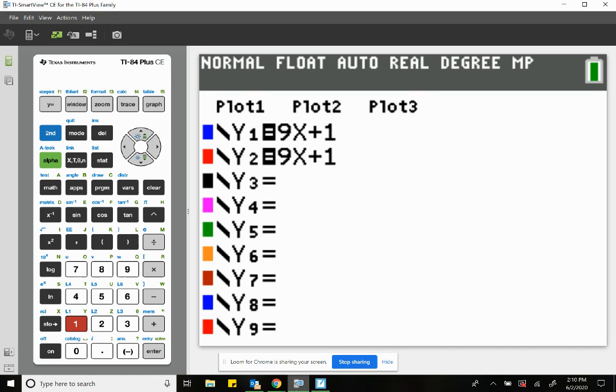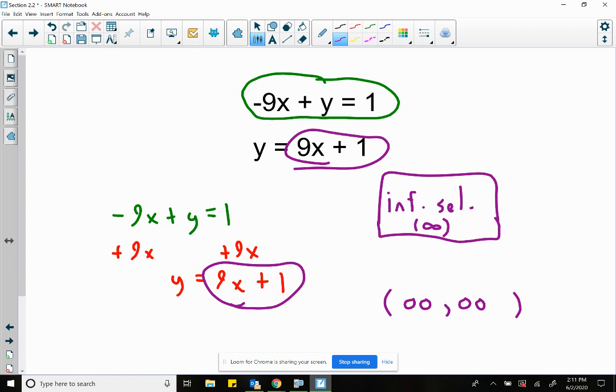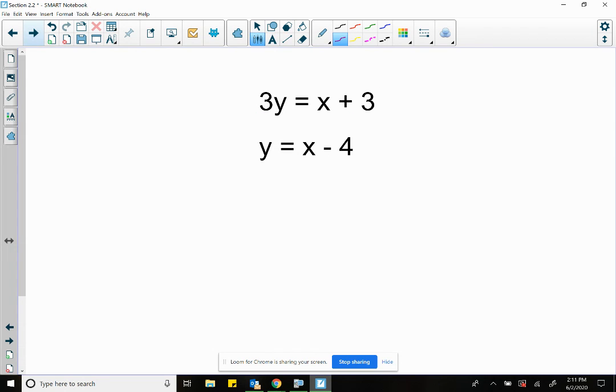So let's go back. Let's take a look at this. Again, the reason why it's infinite is because you're going to see one line when we graph this. You'll see the blue line get graphed, and then you'll see the red line get graphed right over top of it. Watch. Blue, red. One line means infinite solutions. Okay, just like what we talked about back in 2.1. There we go. All right, pause the video, give this one a shot.